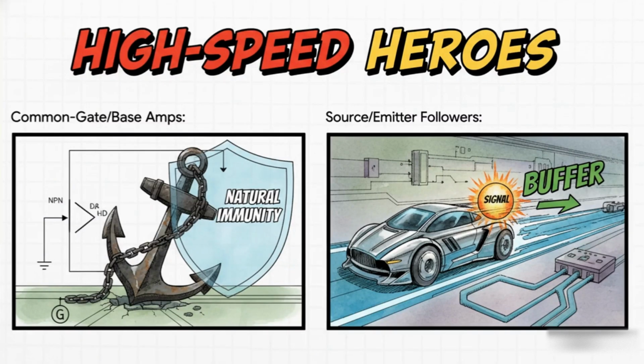And hey, the cascode isn't the only trick up our sleeve. There are other designs, like the common gate amp, that are just built in a way that makes them naturally immune to this whole problem. And then you have source or emitter followers, which are just awesome for their wide bandwidth. That's why you see them used as high-speed buffers all the time.